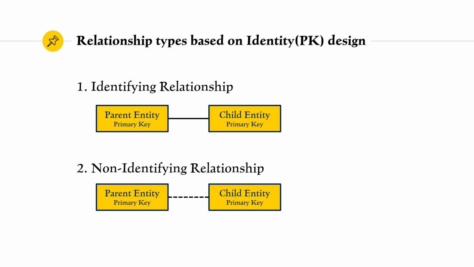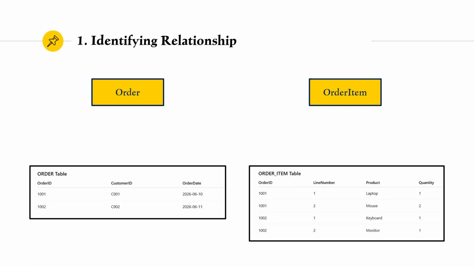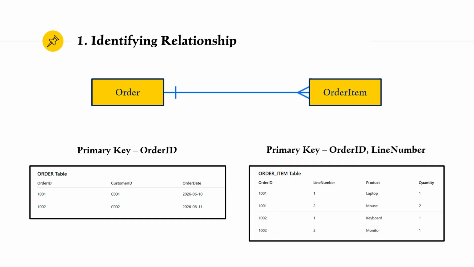Now, before we define these relationship types, let's start with a simple example. Take a look at the relationship between orders and order items. We all know that a single order can contain multiple order items. Now let's assume that the order table has order ID as its primary key. In the order items table, each item is identified using a combination of order ID and line number. In other words, order ID and line number together form the primary key of the order items table.